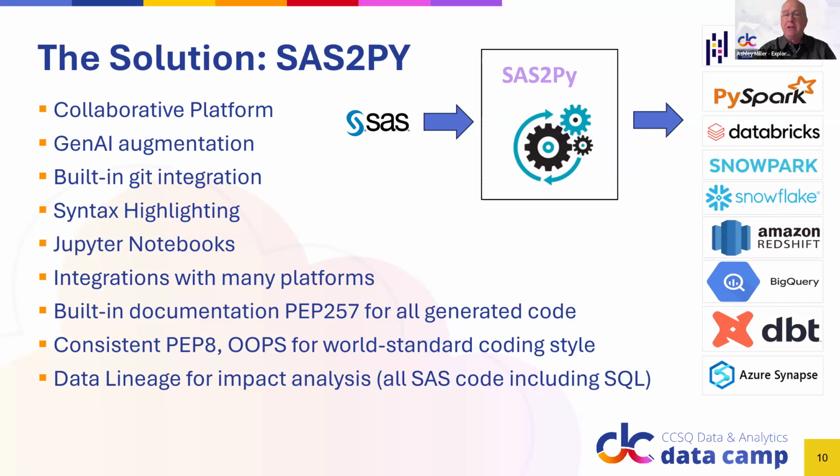So SAS2PY generates PEP 8 compliant code. PEP 257 has to do with doc strings, or essentially documenting your code. So SAS2PY also generates PEP 257 doc strings for all your generated code. So not only does it generate this code for you, it generates code that is meant to be readable and maintainable following current Python standards.